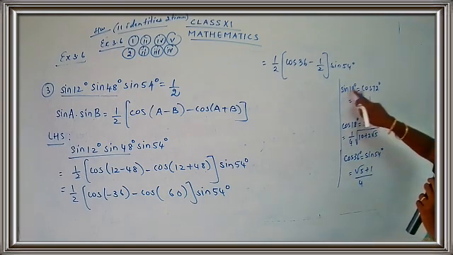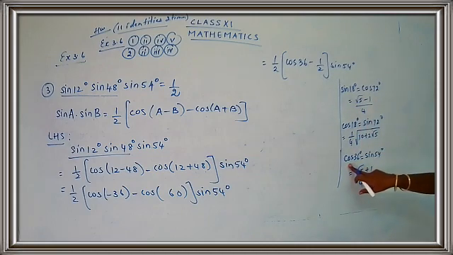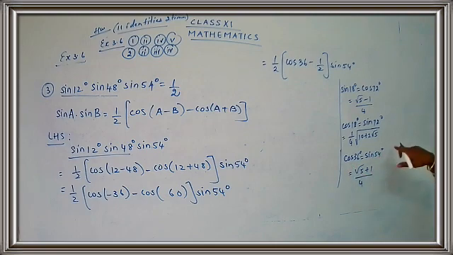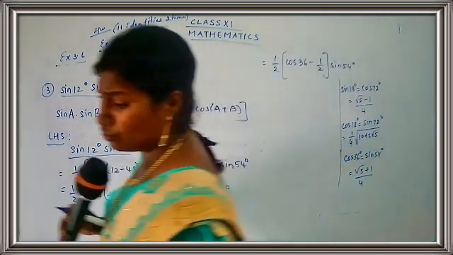So sine 18, cos 72. What is the value for sine 18, cos 72? It's root 5 minus 1 by 4. And if you have cos 36 and sin 54, the value is root 5 plus 1 by 4. If it is cos 18 or sin 72, you have to take the value as 1 by 4 square root of 10 plus 2 root 5.